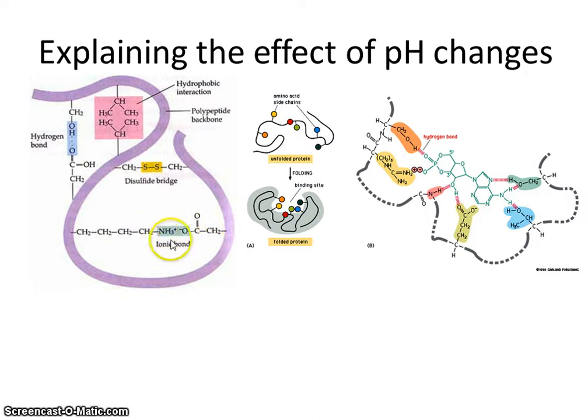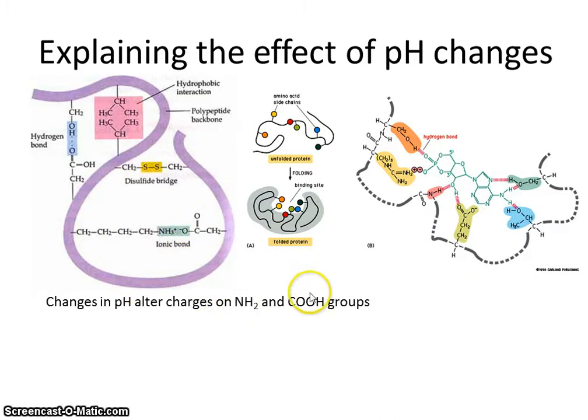Of course, you'll notice here that in the particular pH in which you find this particular enzyme, there are certain charge distributions on those groups, and it's those charge distributions, of course, that allow the ionic bond to form. So, if you change the pH, you change the H+ or OH- concentration, what happens is that the charges on these sorts of groups are going to change. So, NH2 groups and COOH groups may gain or lose charges as you change pH.